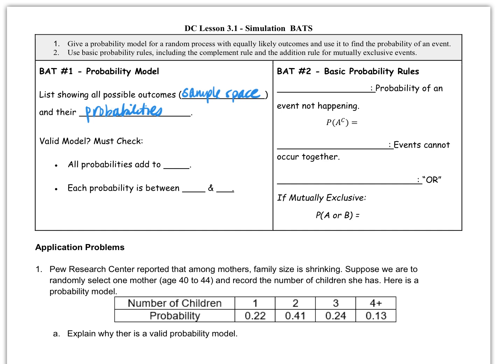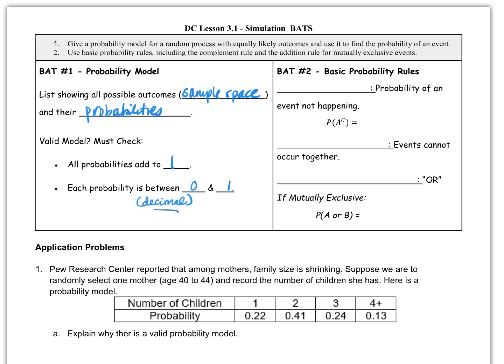Now, how do you know if it's a valid model? Does it really work? Well, you already told me this. They all have to add up to 1 because 100% is the highest a probability can be. And all the outcomes have to add up to that. And each probability is between 0 and 1, usually meaning it's a decimal.